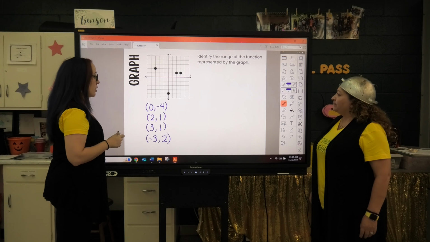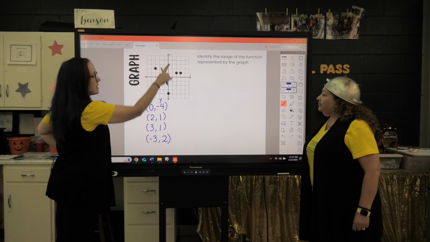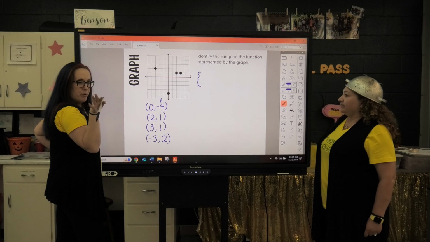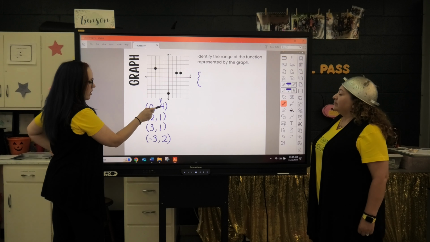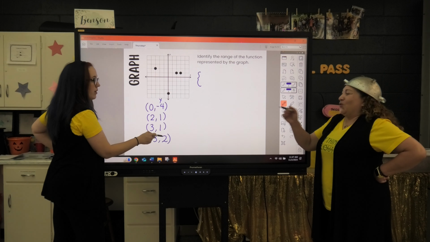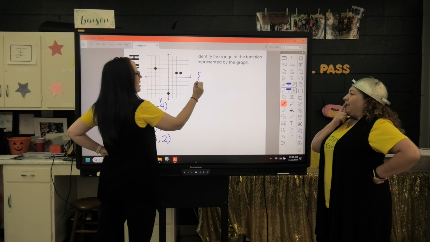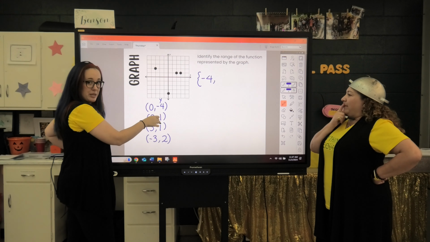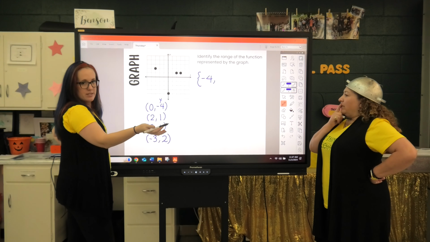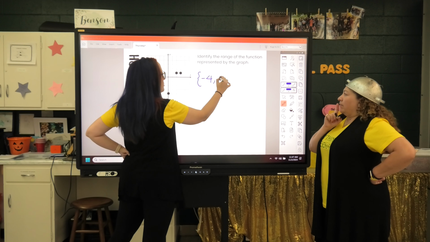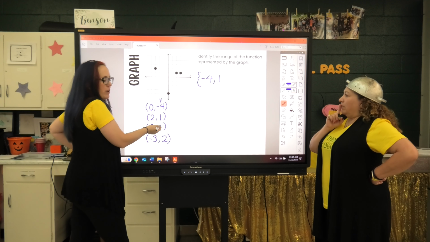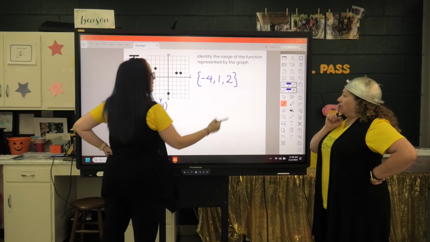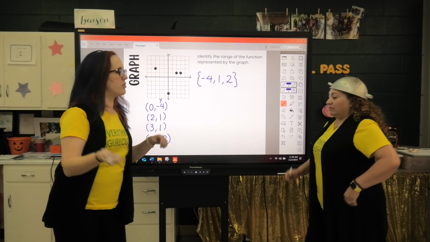Okay, so now I'm looking at my Y values because I'm trying to find the range. When I write my list, I'm going to make sure I put them in ascending order. -4, 1, 1, 2. Something happened this time. I'm going to put the -4, but if you have a number that repeats, you don't write it twice. You just write it one time. So I'm just going to put 1, and I don't need to write 1 again. And then 2. And then Miss Foss can show you how to do it on the graph.